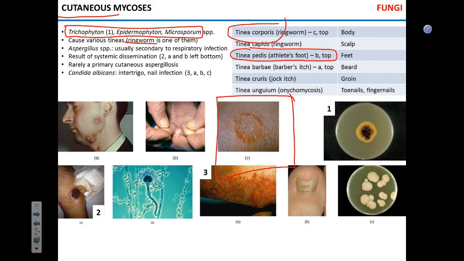Tinea pedis is known as athlete's foot. Tinea barbae is found on the face. Now, there are more different tineas. If you know these three, corporis, barbae, and pedis, it's fine with me. I really want you to focus on knowing these three genera. So if I ask you which of the following microorganisms causes exclusively cutaneous mycosis, you pick one of these three. Are we clear? That make sense? Good.